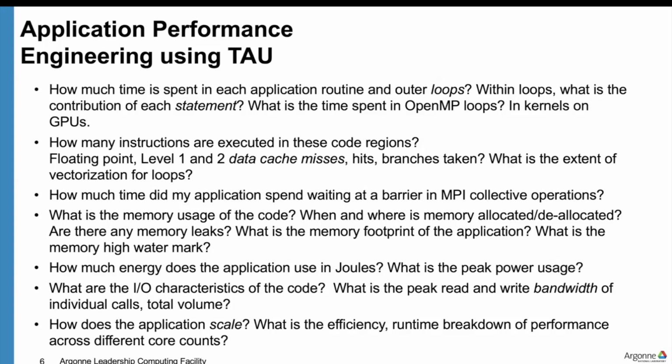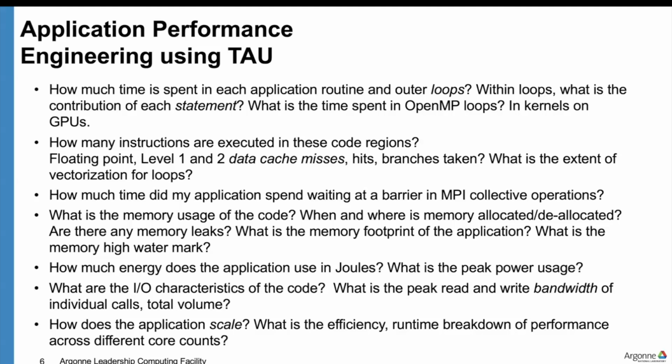Well, Tau can show you how much time is being spent in each application code region, such as a routine or outer loops. And even within the loops, it can show you what is the contribution of each statement. What is the time spent in OpenMP loops? What is the time spent in kernels running on GPUs? When and where do these kernels get executed? Instead of wall clock time, it can also show you hardware performance counter data from tools such as PAPI and LIKWID that can show you floating point instructions, data cache misses, vectorization, etc.